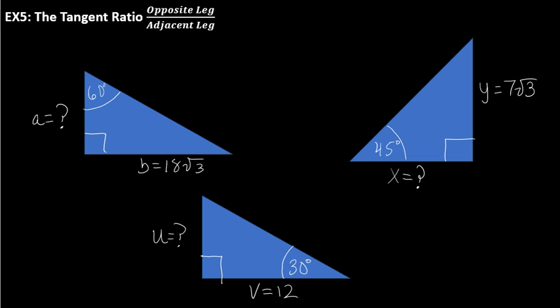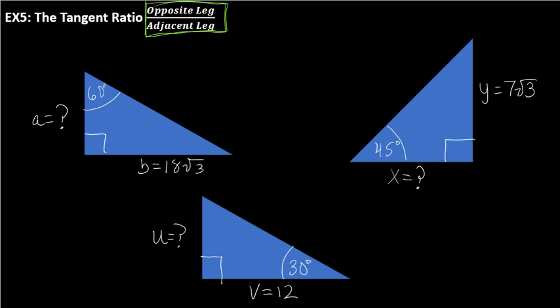Okay, so now we're looking at tangent. So tangent's different. Obviously, they all three are different. But tangent doesn't use the hypotenuse at all. Tangent just uses the legs. Okay, and it's always opposite leg over adjacent leg.